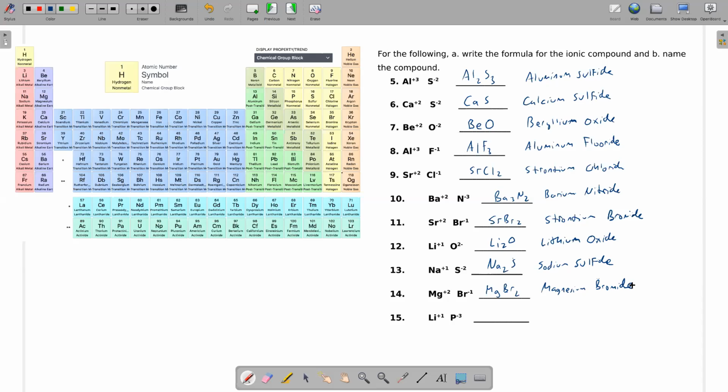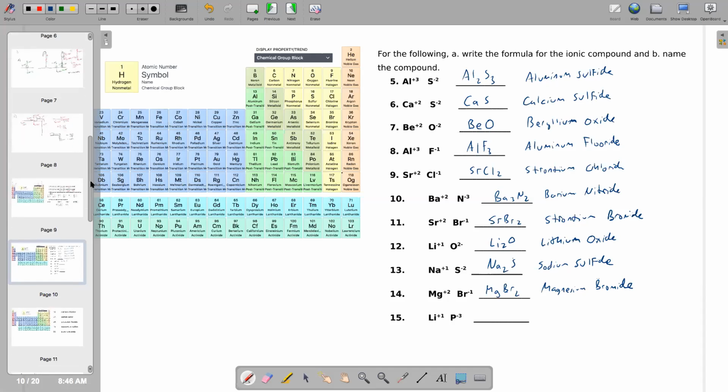Let's see. I guess those look pretty good. I think I got them all right. Yep, they look all right. So that's how that goes. That's good examples for 5 to 14. And then the last one's down at the bottom.